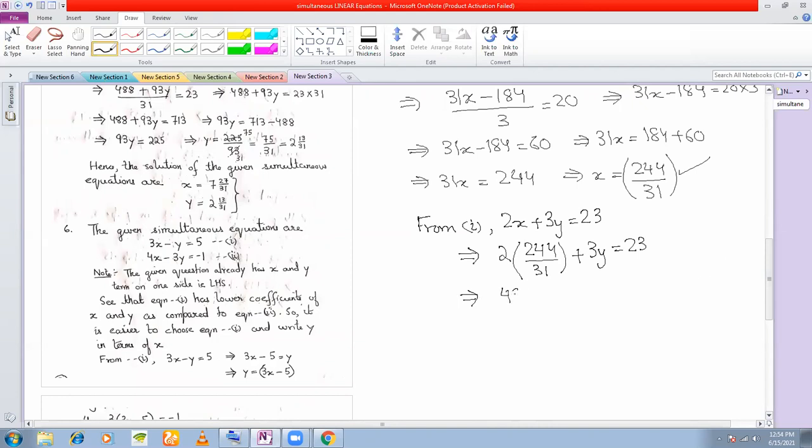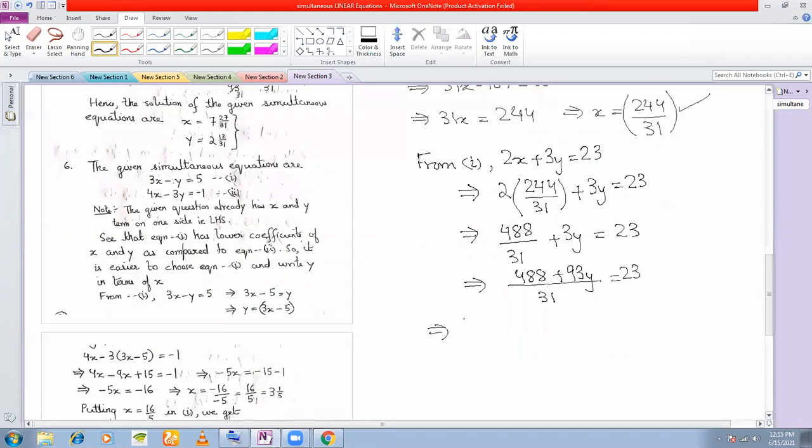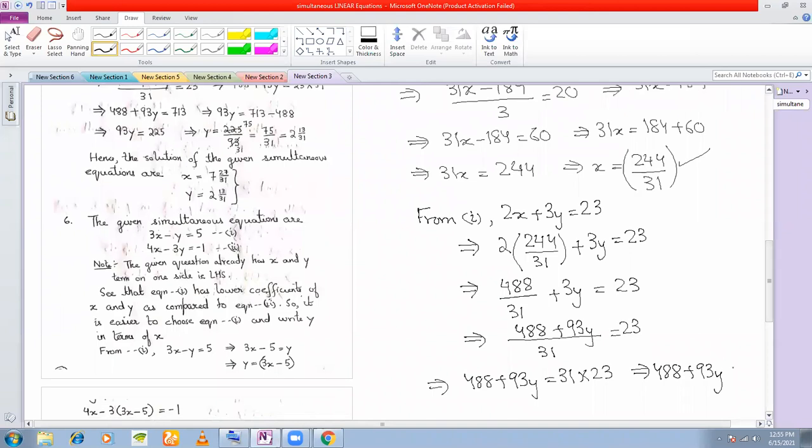So this is 488 divided by 31 plus 3y is equal to 23. You can take the LCM here. 31, so 488 plus 93y divided by 31 is equal to 23. Cross multiply. 488 plus 93y is equal to 31 into 23. That means 488 plus 93y is equal to, if you multiply this, you will get 713.